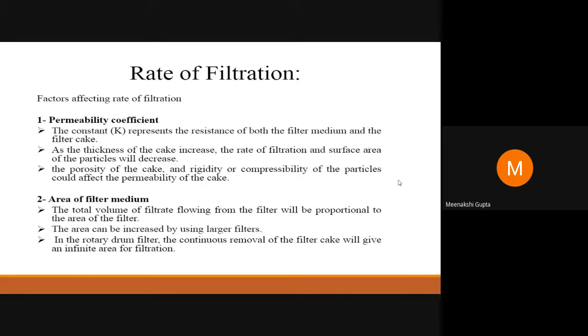Permeability coefficient K represents the resistance of the filter medium and the filter cake. The more the resistance, the lower the rate. As the thickness of the cake increases, the rate of filtration decreases. The surface area of the particles, the porosity of the cake, and the rigidity of the cake are all factors.